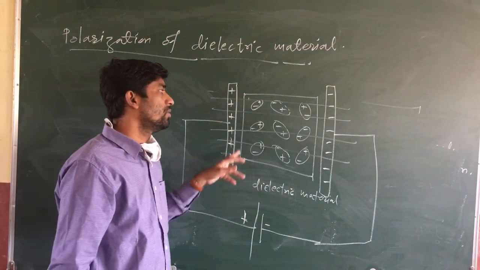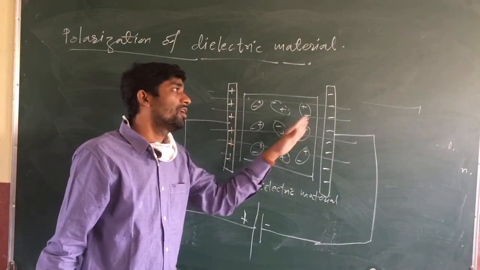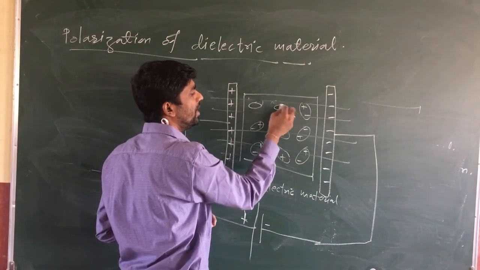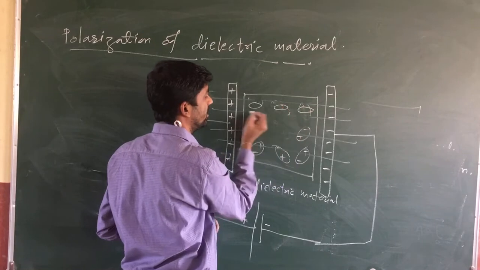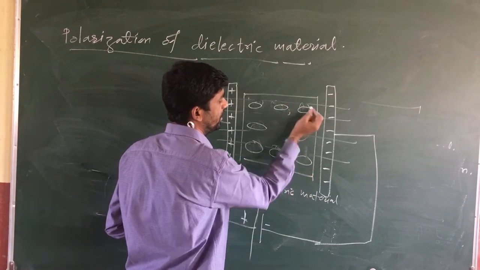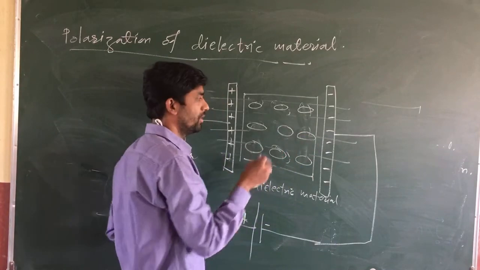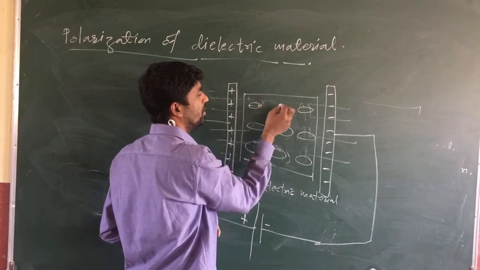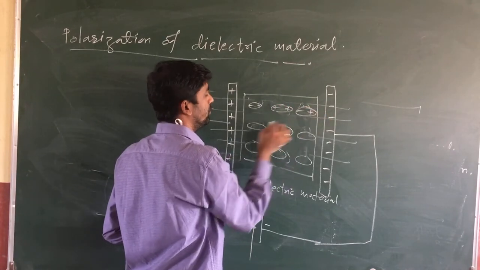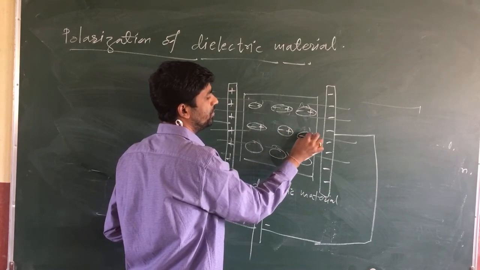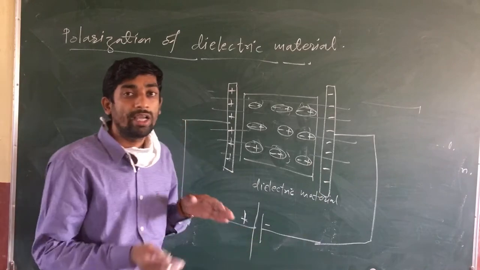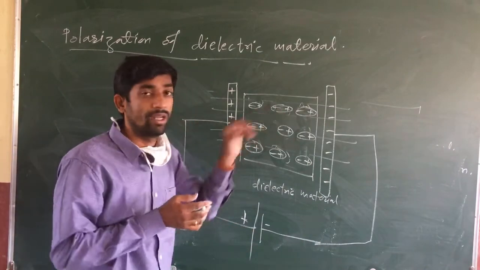Now, due to this electric field, all the dipoles will get oriented in one particular direction, that is, in the direction of the electric field. So all the dipoles are now oriented in the direction of the electric field, each with its negative and positive ends lined up.